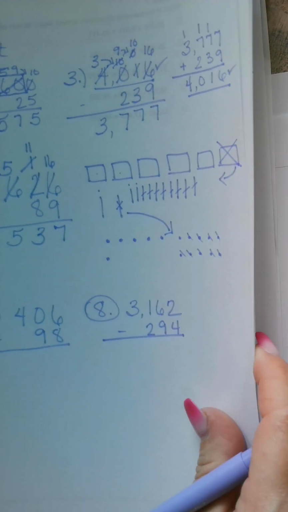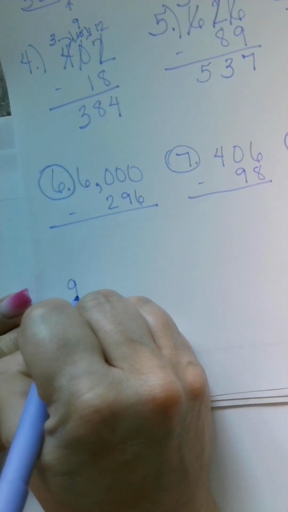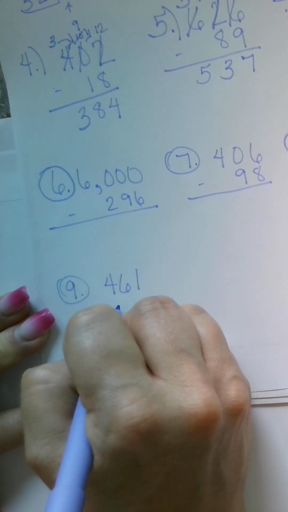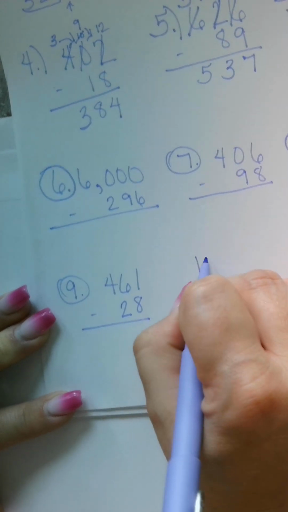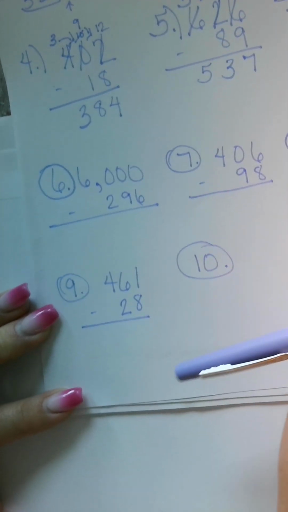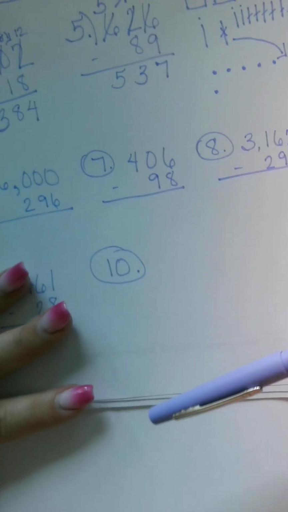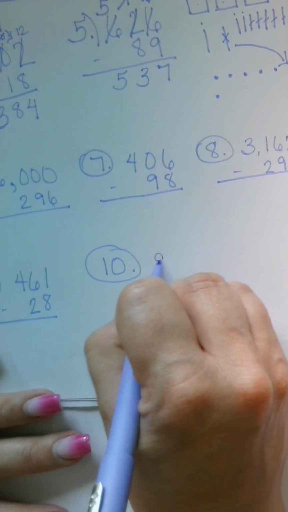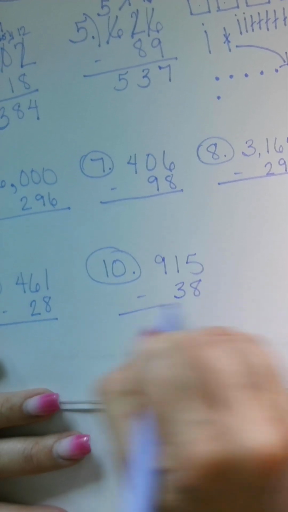Guys, pause these videos if you need to write these down. Number 9, 461 minus 28. And number 10, and I totally just made up how many I was going to do for you, so ignore everything that I said about that. You're going to do all 5 of these problems on your own. So we're going to do 915 minus 38.